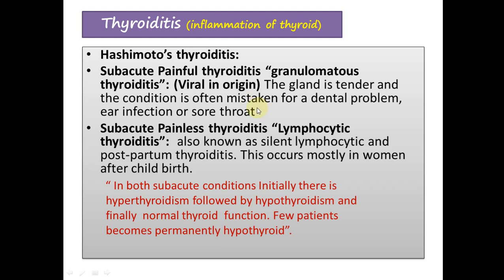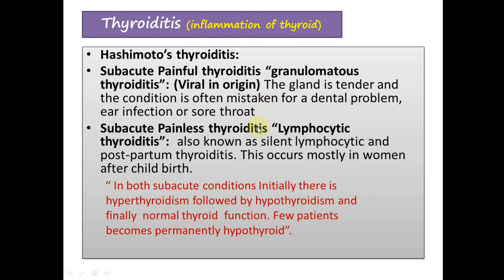Now, what happens in subacute painful thyroiditis is that initially there is a stage of thyrotoxicosis in which there is release of preformed hormones from the thyroid gland. However, later on, the thyroid hormones become deficient and the patient may go into hypothyroidism. This condition is mostly self-limited, and after the infection is over, the thyroid function test will return to normal.